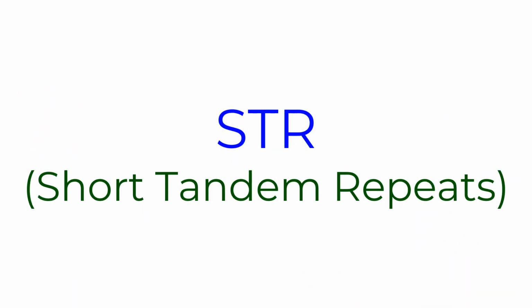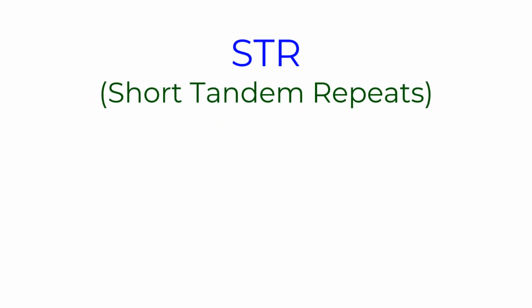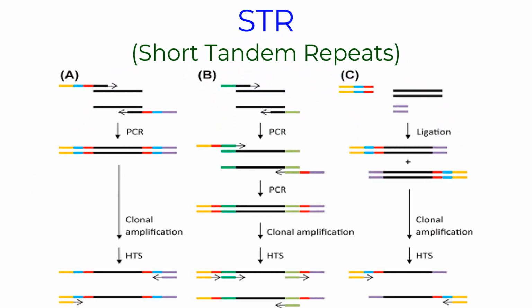STR or short tandem repeats. A short tandem repeat in DNA occurs when a pattern of two or more nucleotides are repeated and the repeated sequences are directly adjacent to each other. The pattern can range in length from 2 to 6 base pairs, or BP. For example, CATG in a genomic region.